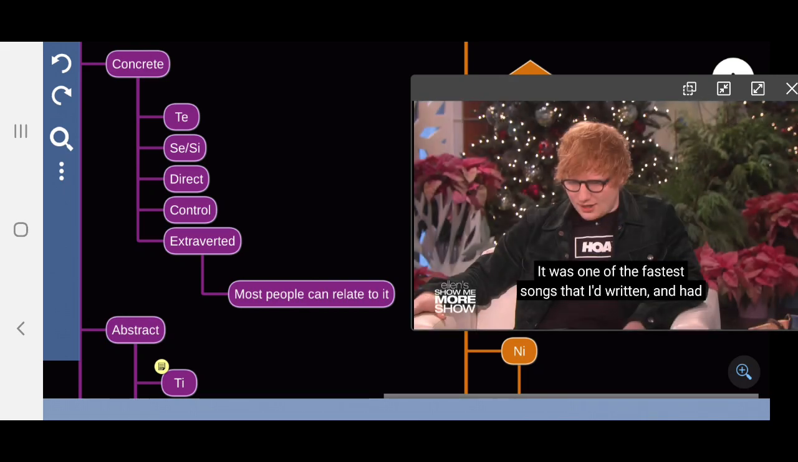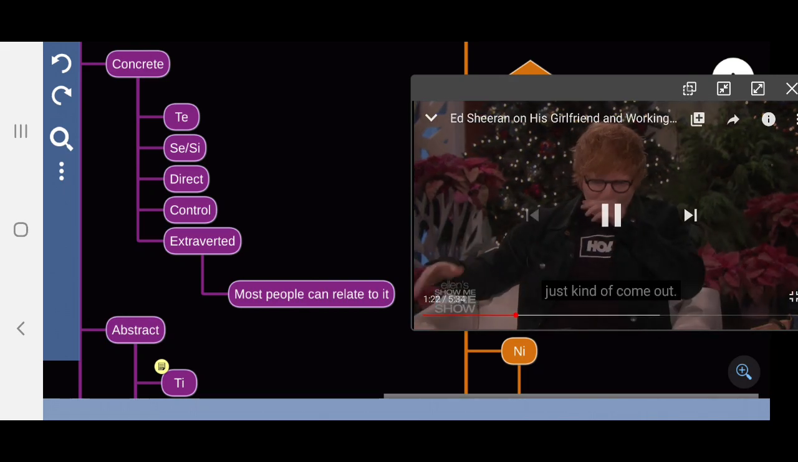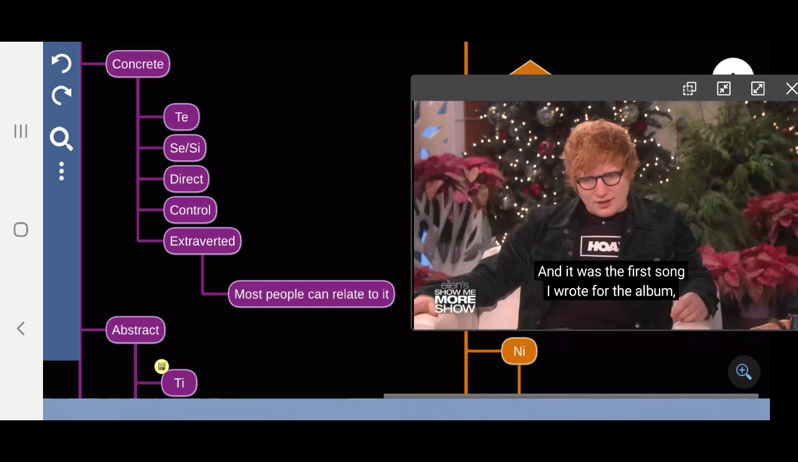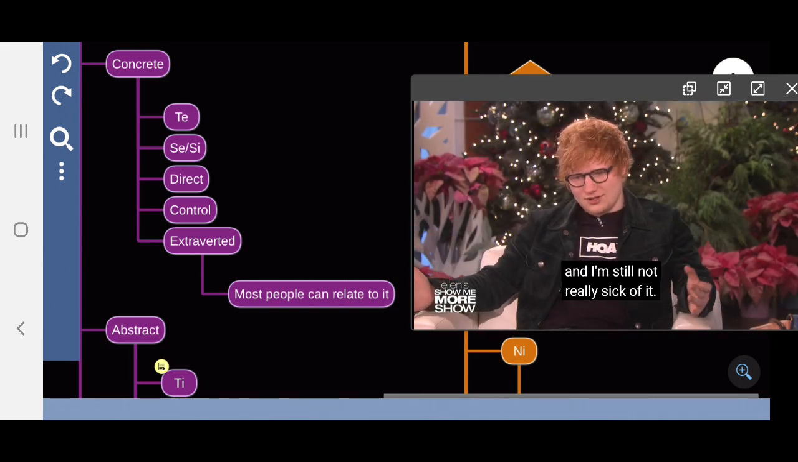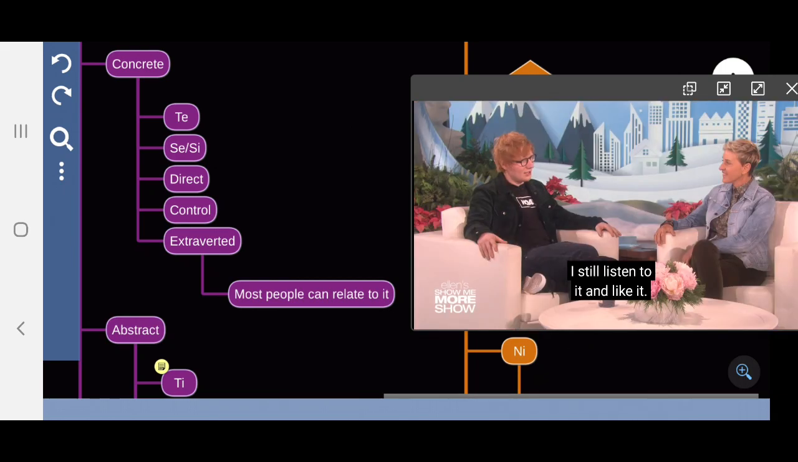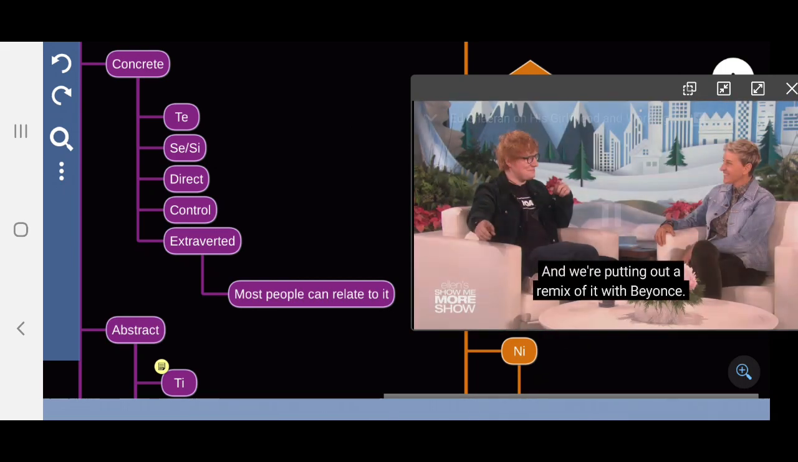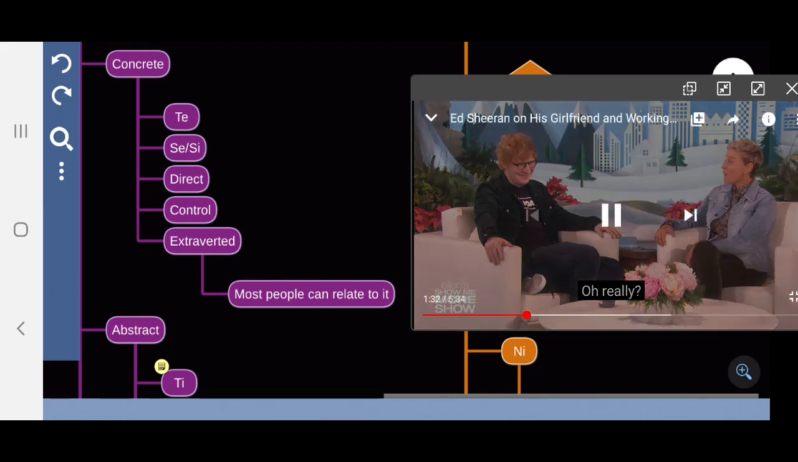Is that movement? It had just kind of come out. It was the first song I wrote for the album, and I'm still not really sick of it. I still listen to it and like it. And we're putting out a remix tonight with Beyonce. It's just come out. Oh, really? Yeah.